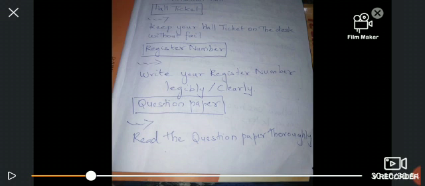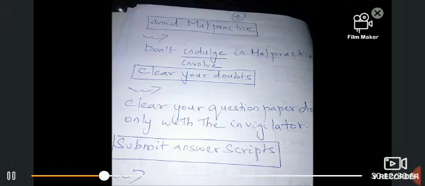And next one is question paper. Read the question paper thoroughly. Read the question paper carefully. All these statements we know already. The same things we are going to write. Next, avoid malpractice. So don't indulge in malpractice, don't involve in malpractice, be away from doing malpractices. So like this you can frame imperative sentences.